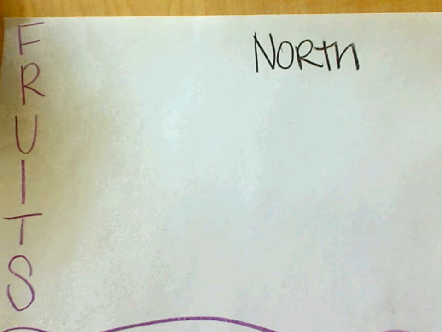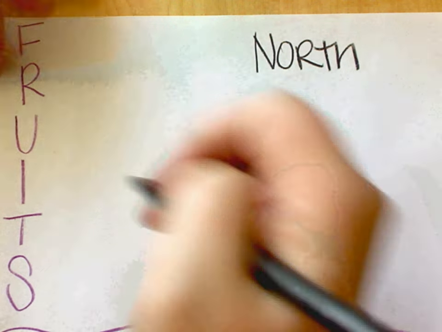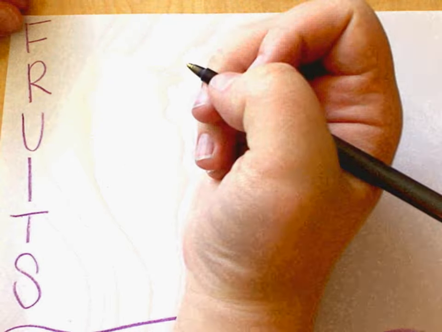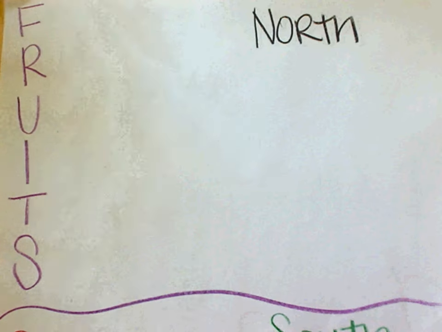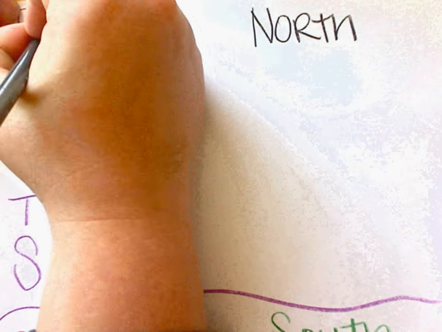Now, go ahead and set up your paper like this if you're going to follow along with me. It always helps when you not only listen and see it happening, but you also are writing things down. Now, for the F in the North, when you think Industrial Revolution, you should think of factories. I'm going to write down factories.